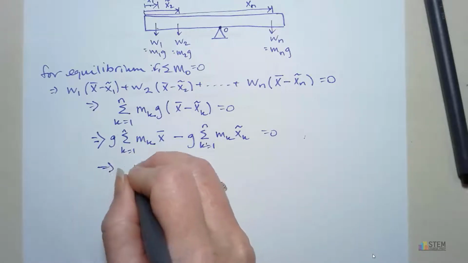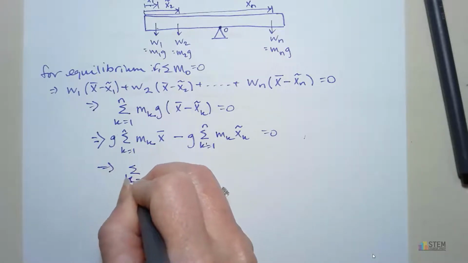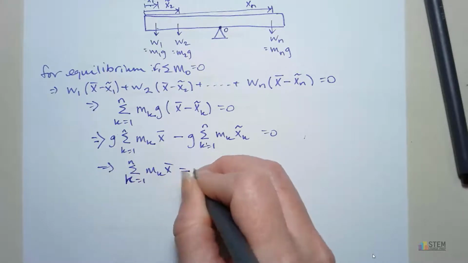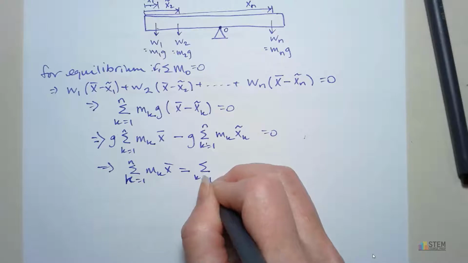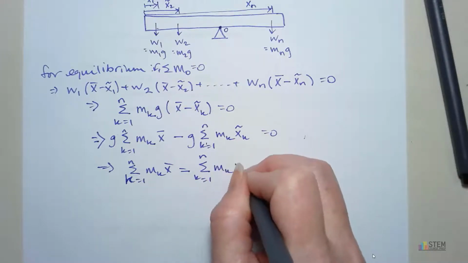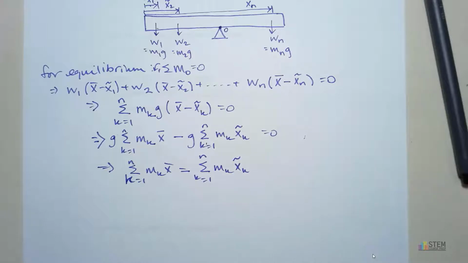And if we do that, we get the summation from 1 to n of m_k x bar. That's got to equal the sum from k equals 1 to n of m_k x_k tilde. So you have to have this requirement for equilibrium. And now what we want to do is find x bar. So let's solve for x bar.